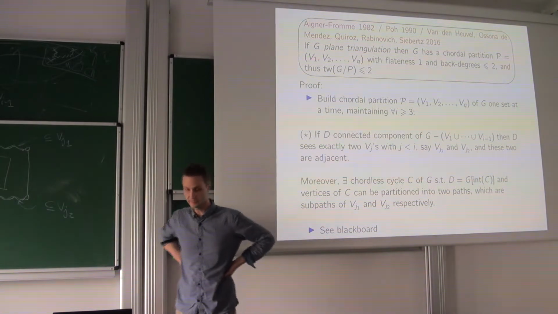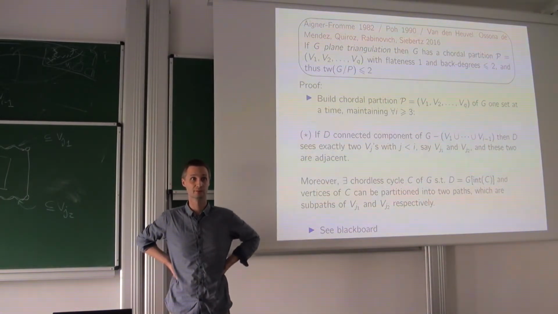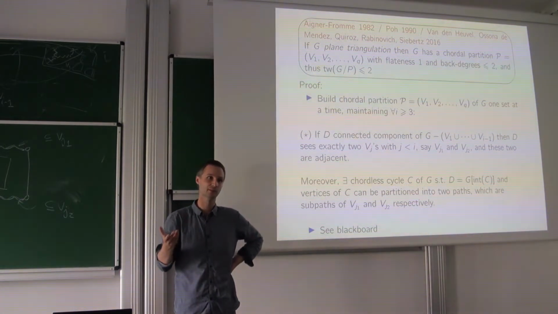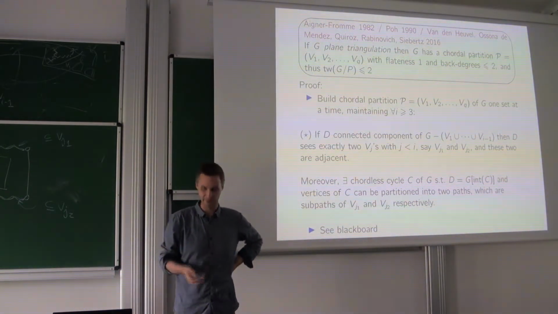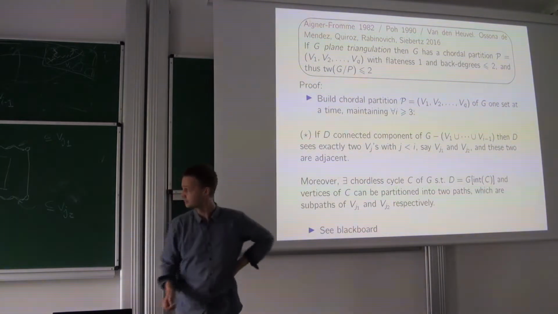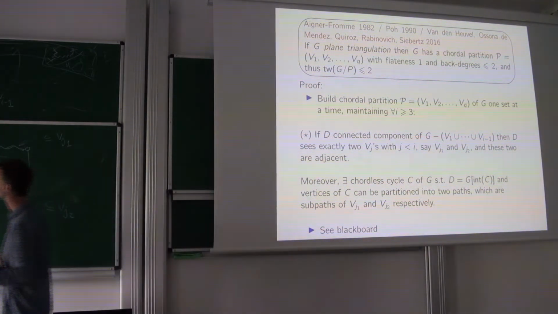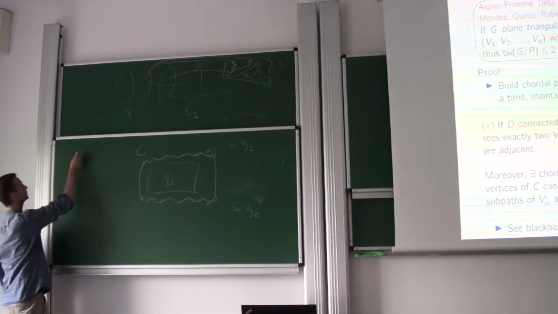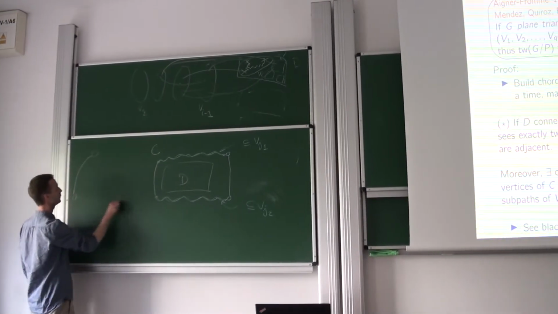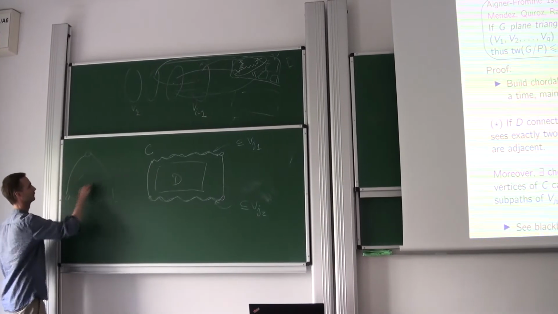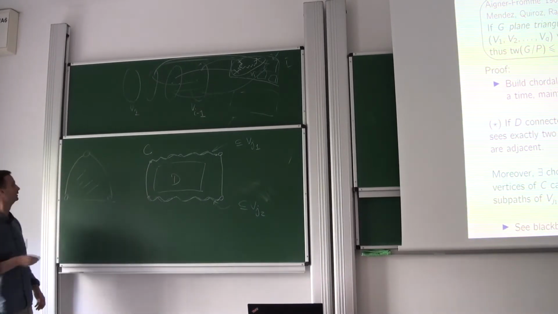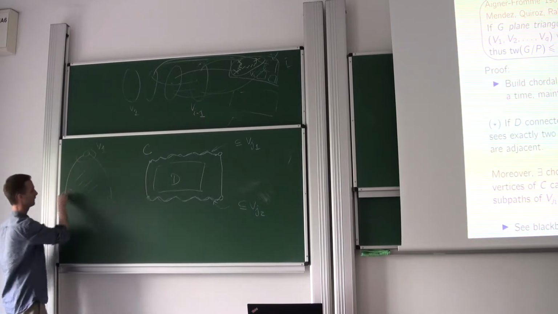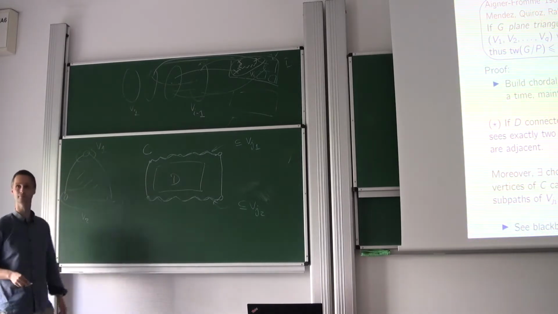But I did not say how we start the process. This is a property we want to maintain for every i at least 3, but it's an inductive proof. We better start the process in a correct way. So let me do it on the side. How do we start the process? Well, it's a plane triangulation. I look at the outer triangle. Everything else is inside. I make this my v1, I make this my v2.